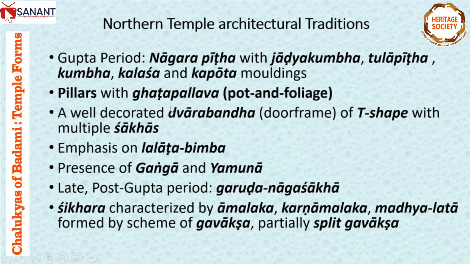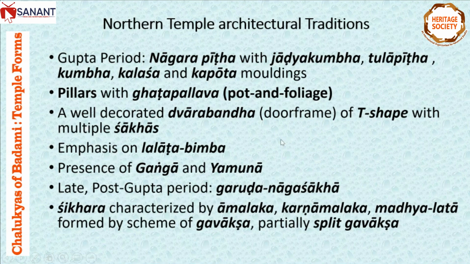Then pillars which have Ghatapallava or pot foliage as decorative aspects for lower and upper parts. Then there is a well-decorated Dwarabandha, door frame, T-shaped, with multiple shakhas. This is a very significant feature in the Chalukyan temples because in the extreme south or in the traditional Dravidian architecture, the Dwarabandhas are plain. They are not decorated. But here it is not so in the Chalukyan region. This was actually developed in the Gupta period already in the north.